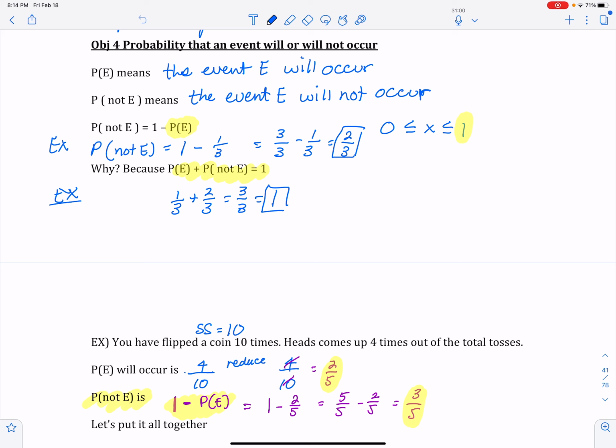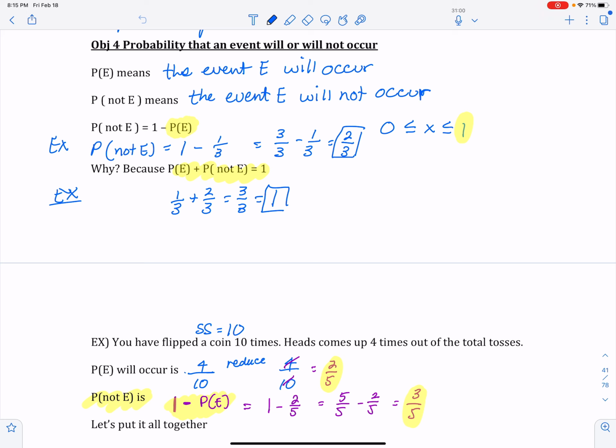So when we look at objective 4, we're going to talk about the probability that an event will or will not occur. P of E means the event will occur. What we've done in objectives 1 through 3 is the probability that something will happen. Now we're going to talk about how we find the probability of something not happening. So the probability of not E, meaning the event E will not occur, equals 1 minus the probability that the event occurs.